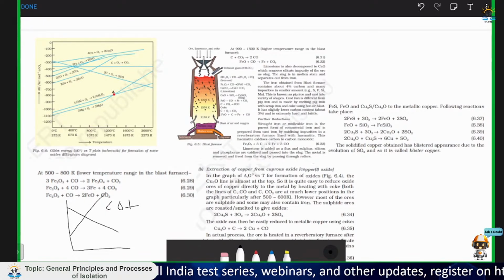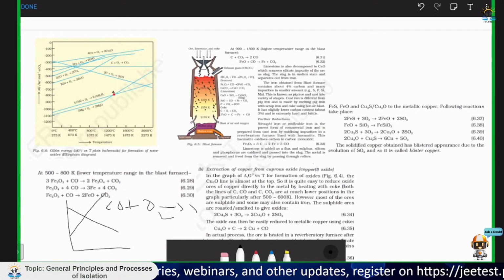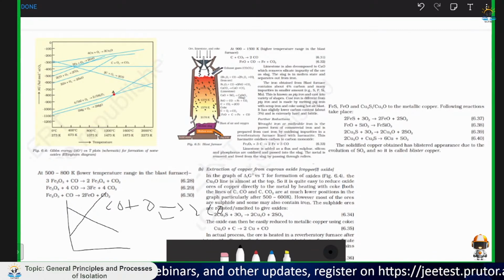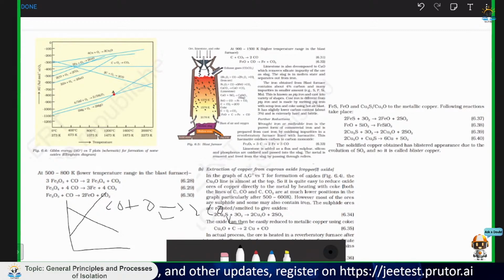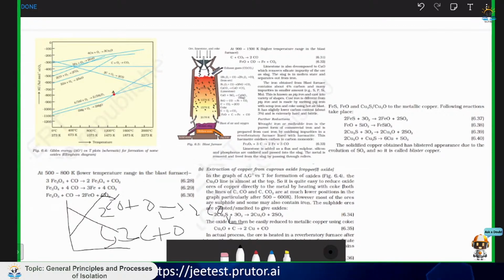O plus O2 gives 2CO2. First thing. Secondly, 2C plus O2 gives 2CO.